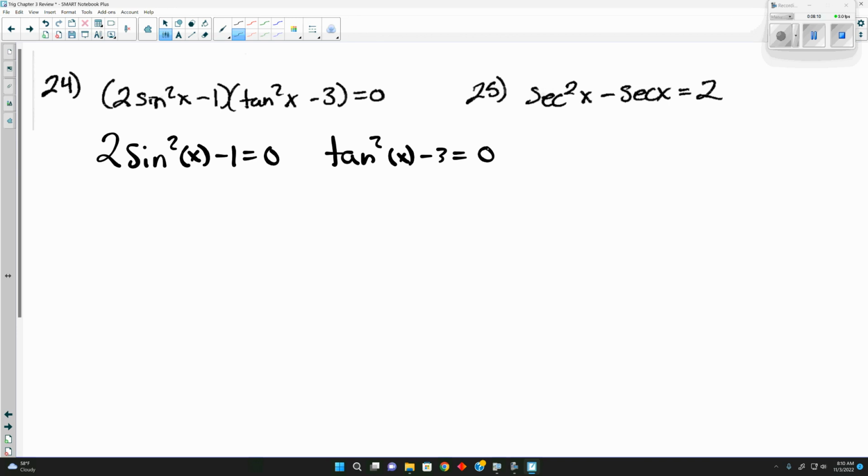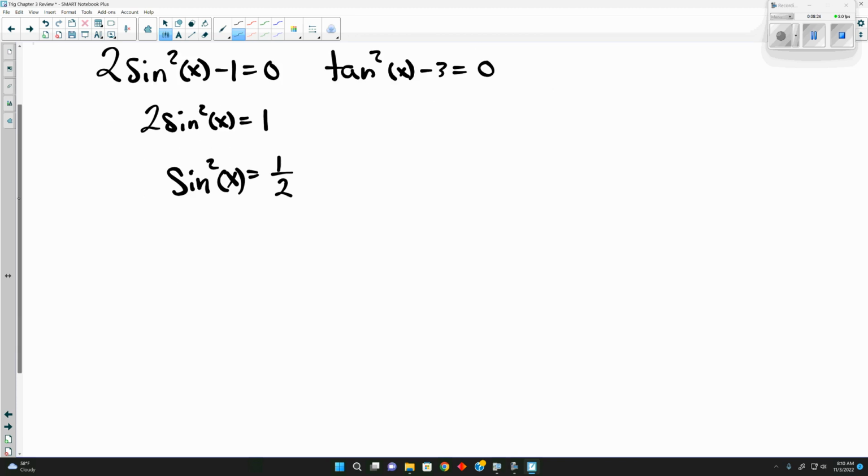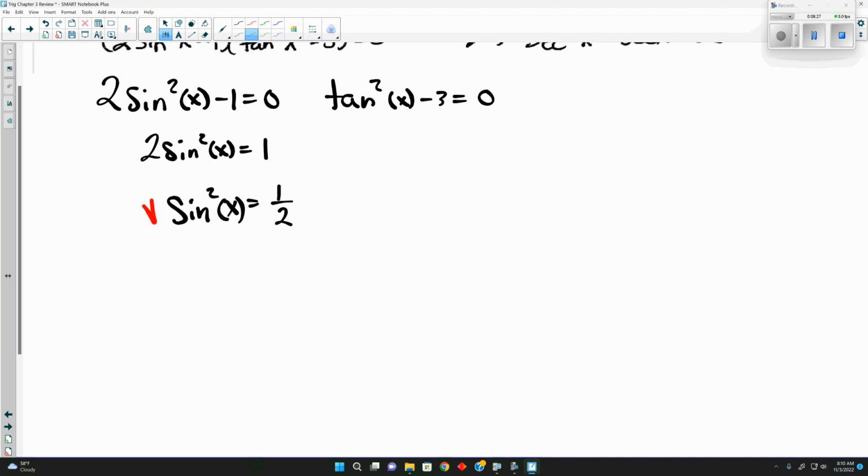For this one here, we would add 1 to both sides, telling us sine squared of x is equal to 1. Then we would divide by 2, telling us sine squared of x is equal to 1/2. And to finish it off, we will square root both sides, telling us sine of x is equal to plus or minus square root of 2 over 2. Now, if you want to type those in the calculator, you'll need to type it as the square root of 1 over the square root of 2, or 1 over the square root of 2, to get it to simplify.